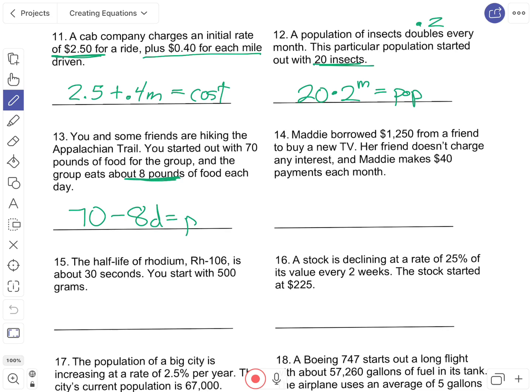And that'll be the total pounds of food we have. Hopefully we get done before we run out of food.